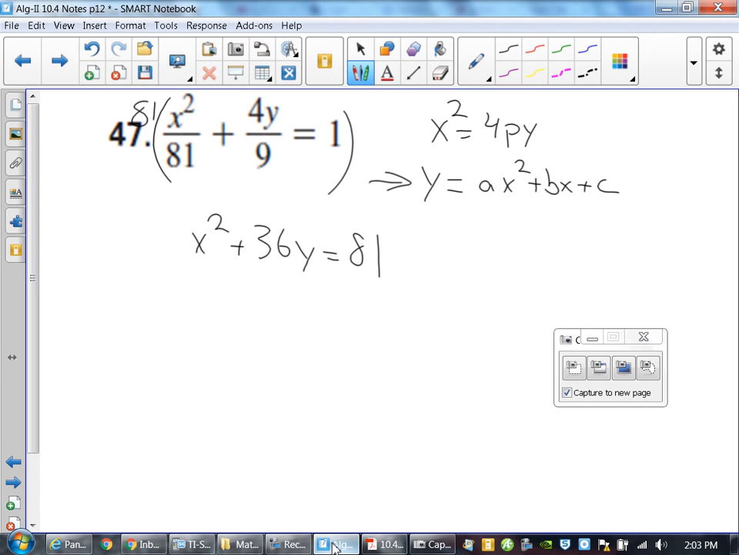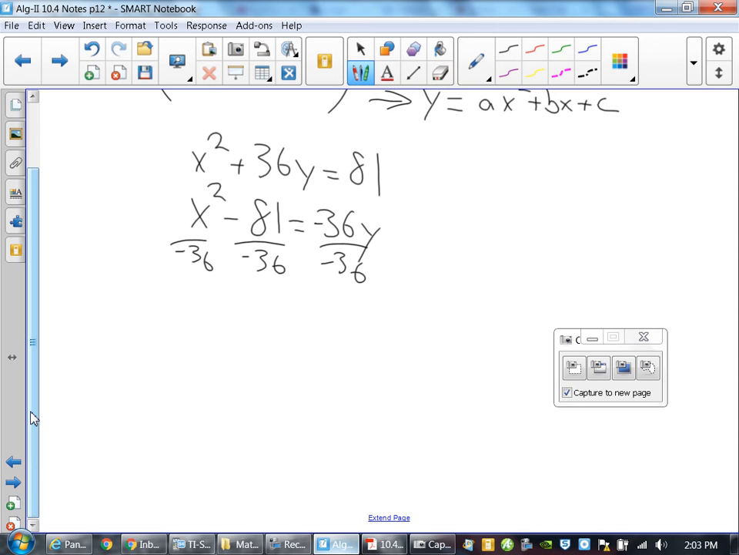Now get y by itself. Easiest way to do that, I'm going to move the 36 to the right, 81 to the left, and then divide everything by negative 36. So I'm going to write this as a fraction. Negative 1/36 x squared plus 9/4 is y. I'm just bringing the y to the left-hand side. In my mind, we always see y equals something, mx plus b, whatever the button our calculator says, y equals. I'm going to go from there.